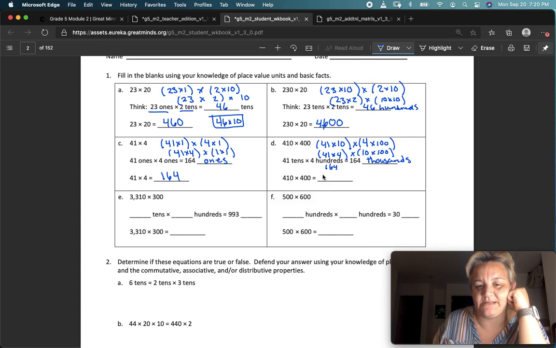And now we've got 164 thousands, right? You see that? So we moved all those zeros over onto that side.